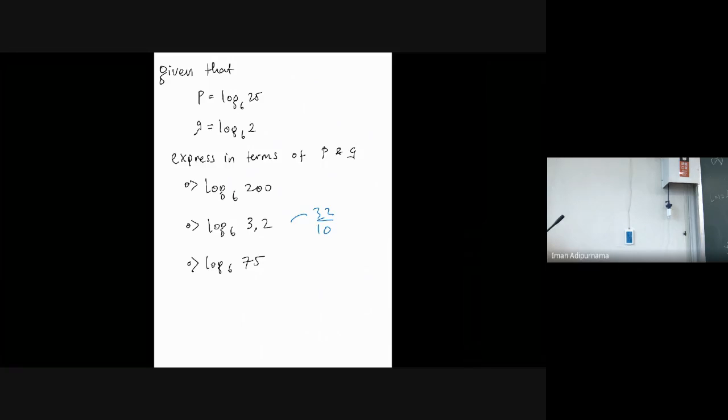How can you make this one? 20. Oh, that's wrong. I was thinking 25 times 8. If you need to times, then it's plus, right? That's true. Like that. So just plus another log base 6 of 8, right? It's correct, right?